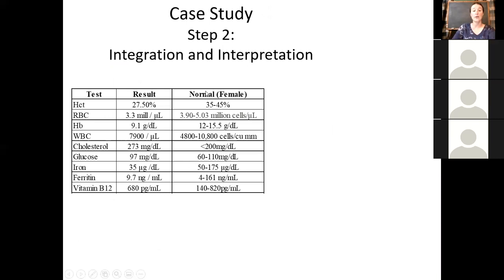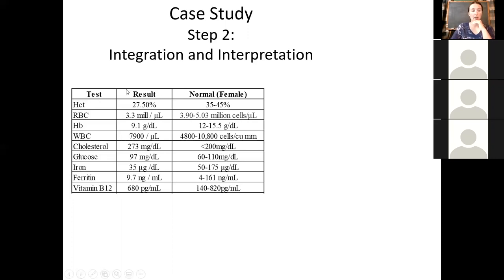I give you the normal ranges for a female. You guys should become familiar with these normal ranges. On an exam, I can give you some blood test results and ask you, what's wrong, like what is off about this patient, and so you should definitely be familiar with those.